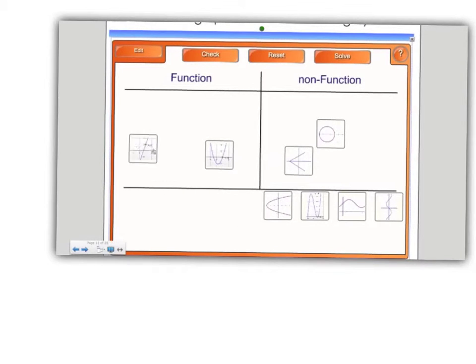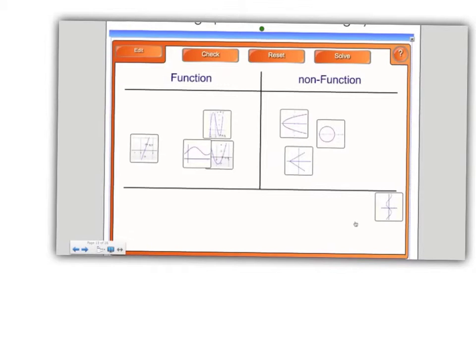That passes. That passes. That does not pass. That one passes. That one passes. And that one does not pass. And so we have divvied up our functions and non-functions.